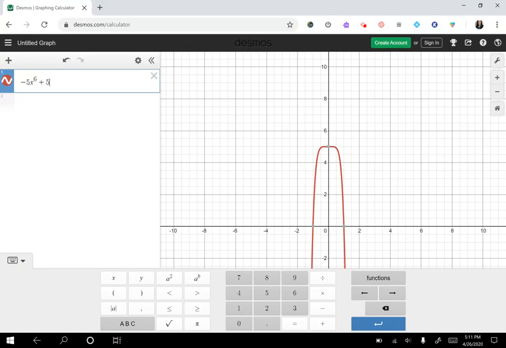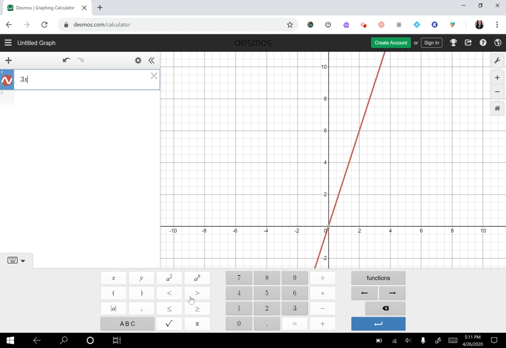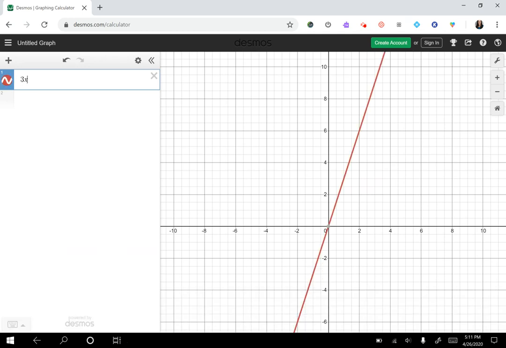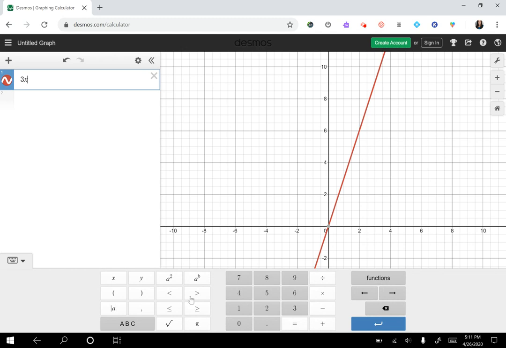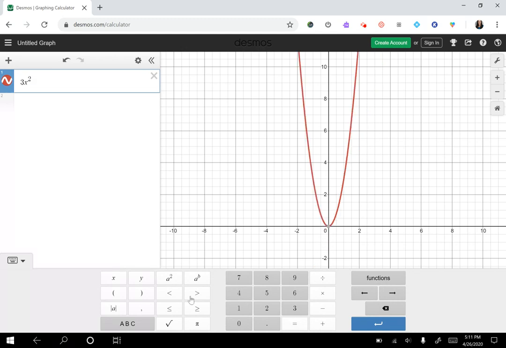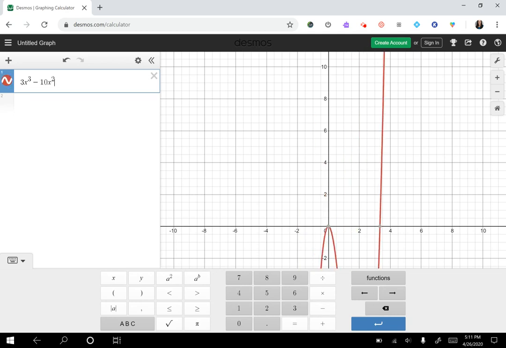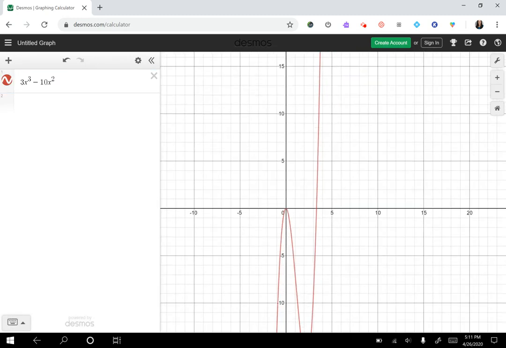3x to the third minus 10x squared. So 3x to the third. Where's my little caret key? I'll go ahead and do that. To the third and minus 10x squared, is that what we wrote? Minus 10x squared. Okay, so here's our graph. Let's hide that real quick.